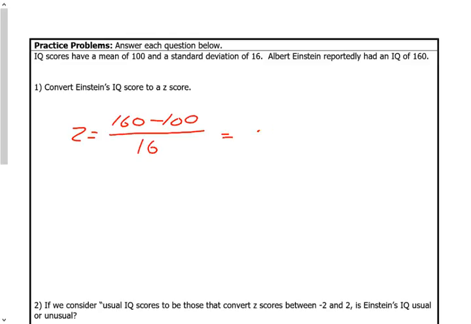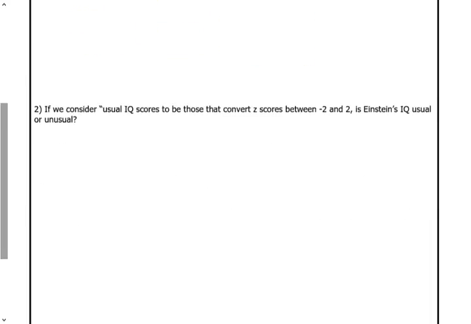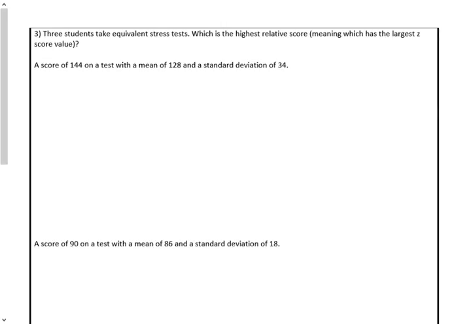And I'm going to get that he had a 3.75 z-score. So a z-score of 3.75 is well above average. So if we consider usual IQ scores between -2 and 2, is his usual or unusual? And I'd say his is unusually high, because it's greater than 2.